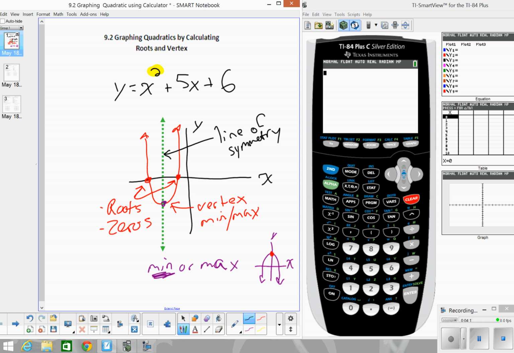Good. That is what we're going to be basing it off of. Like I said, we need these three points: one, two, three. Once we have those three points, we're going to connect them with a U that's going upward or a U that's going downward. Last lesson, I gave you these roots. Now, I'm going to graph it using the calculator.